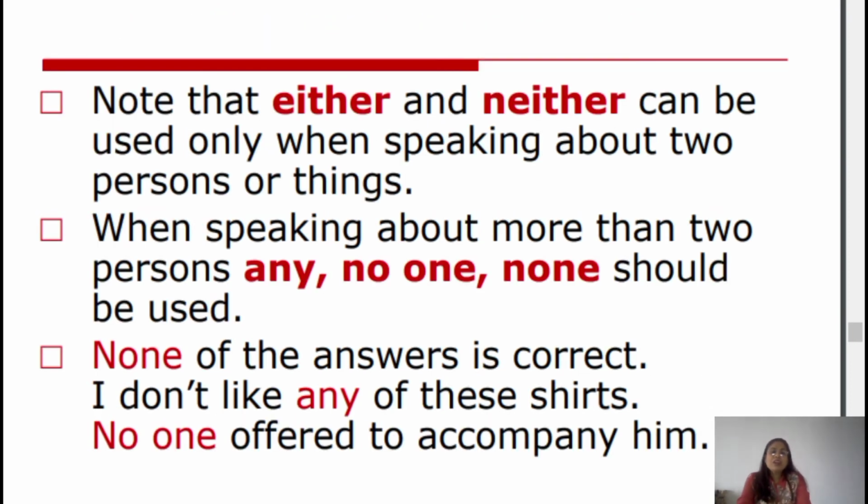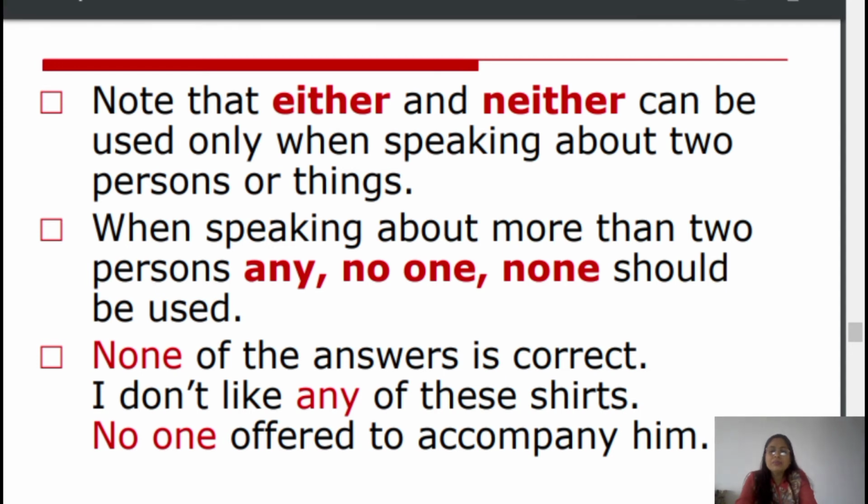Make a note that either and neither can be used only when we are speaking about two persons or things and not less, not more. When speaking about more than two persons, we refer to them as any, no one, none, etc. None of the answers is correct. I don't like any of these shirts. Maybe there are 3 of them, but they are definitely more than 2. No one offered to accompany him.